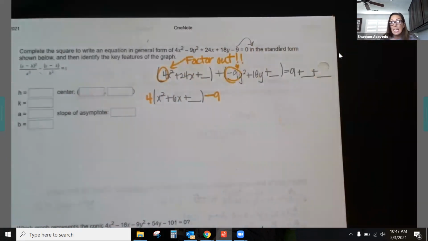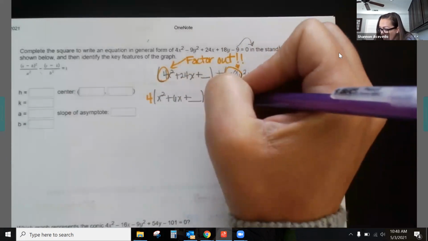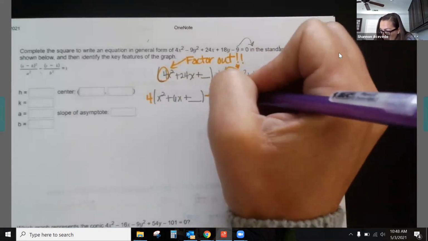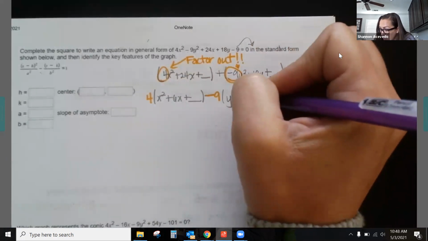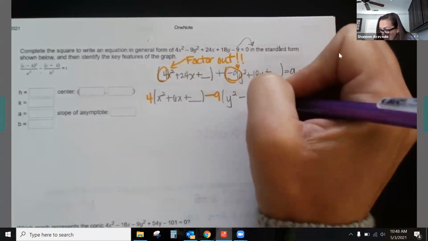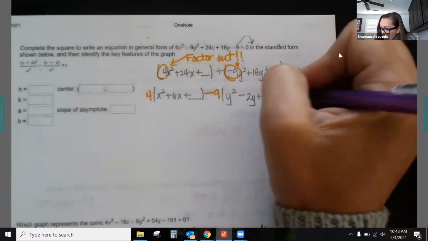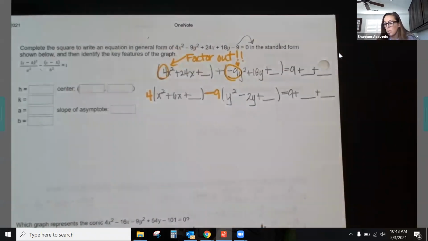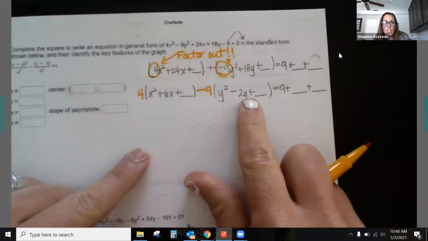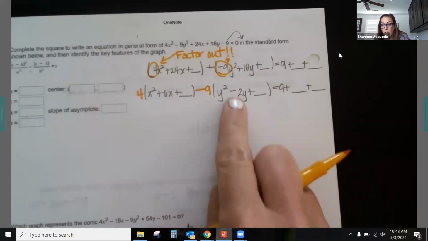Now I'm pulling out a negative, which means my signs are going to change, right? So it's going to be a y squared. This now becomes negative 2y plus my blank is equal to 9 plus, now be careful. Some of you guys want to change this sign right here, leave it as a plus because it's dependent on this value.